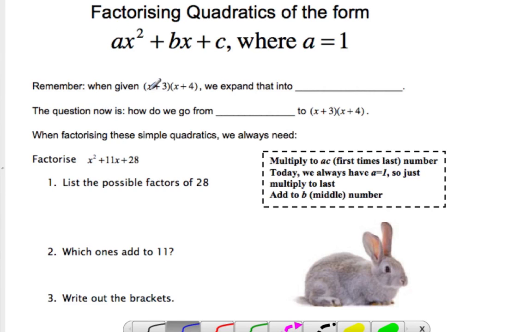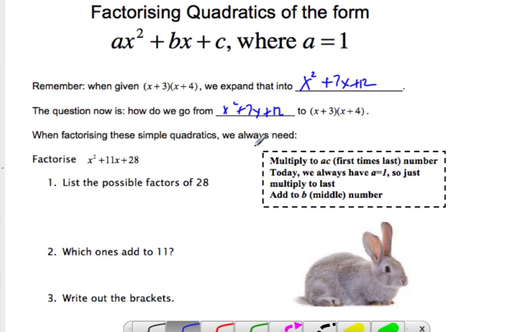In order to do it, let's think back a little bit to previously we expanded this by FOIL. When you did it, you went your first, which was x squared, your outside one, which was 4x, plus your inside one, which was 3x, together made 7x, and the last would be plus 12. And so the question really is, how do we go from x squared plus 7x plus 12 to this? So now we want to go backwards.